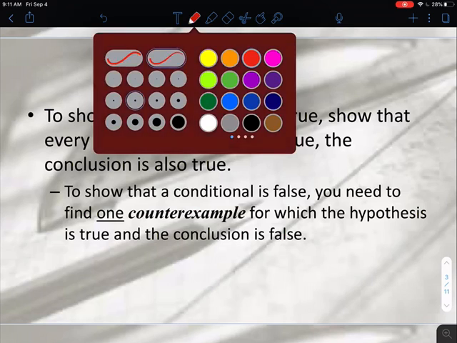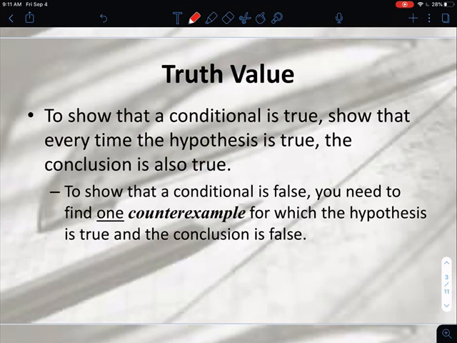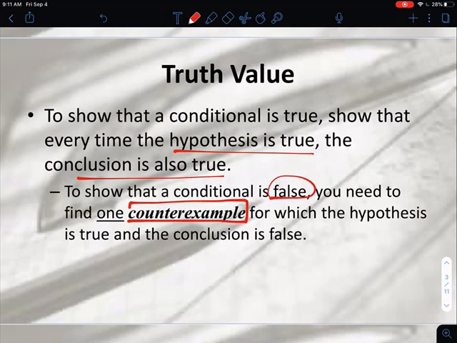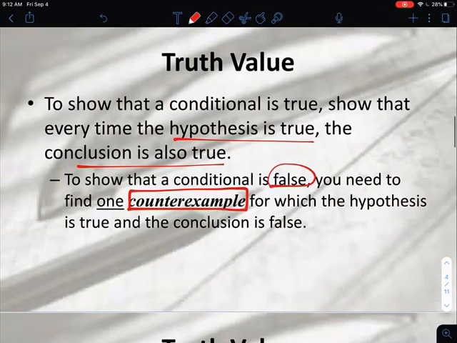The next thing we talk about here is what's known as the truth value. So when we want to know if a statement is true or false. So to show that a conditional statement is true, we have to show that every time the hypothesis is true, the conclusion is also true. So that needs to be something where it's just obvious that every time the hypothesis happens, the conclusion will definitely happen. If we want to show that a conditional is false, we need to find what we call a counterexample, for which the hypothesis is true and the conclusion is false. So we want to find one thing that would make the first part of the statement true, but the second part would be completely false.